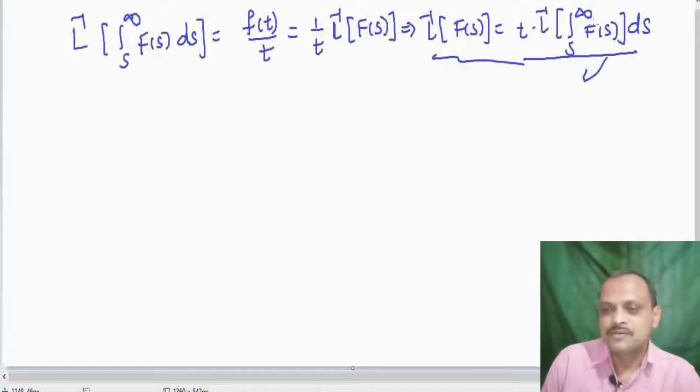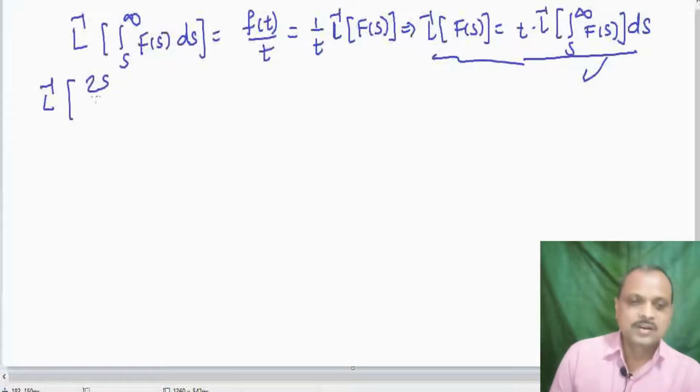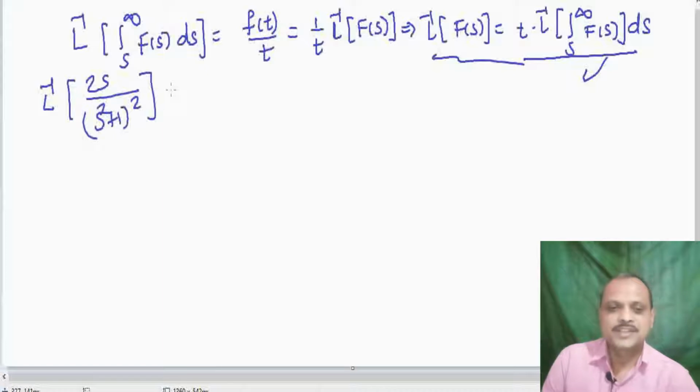Whenever there is a complicated function, we can apply this technique to find the inverse Laplace transforms of the functions. Let us take an example: L inverse of 2s divided by (s square plus 1) whole square. Now you can see that when we apply this technique, we can easily find the inverse Laplace transform.